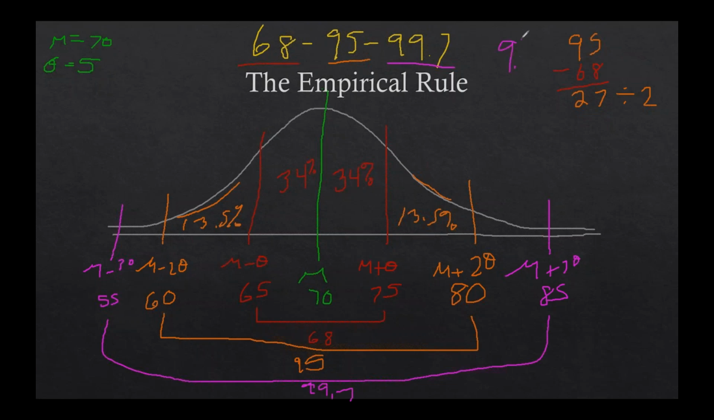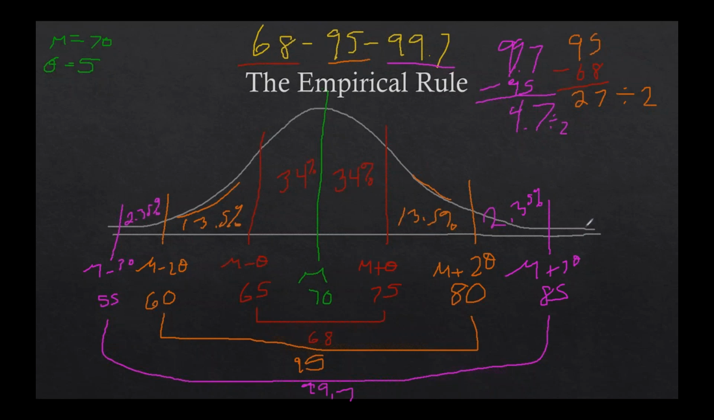Same concept. If the whole thing is 99.7, we know that 95 is accounted for orange to orange. That means I have 4.7% left to be split into 2 sides. So each of these is 2.35%. So what's the probability of picking somebody who scored between a 55 and a 60? Well, that would be 2.35%.